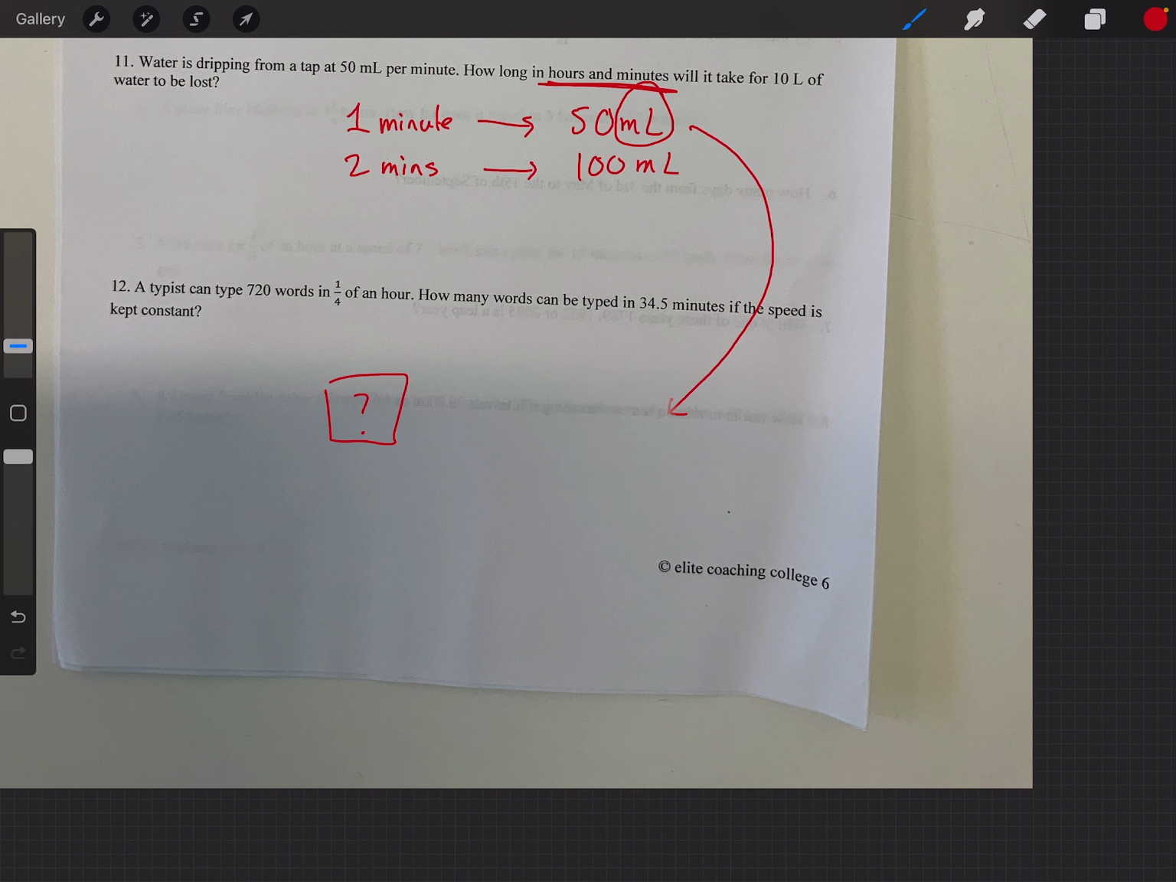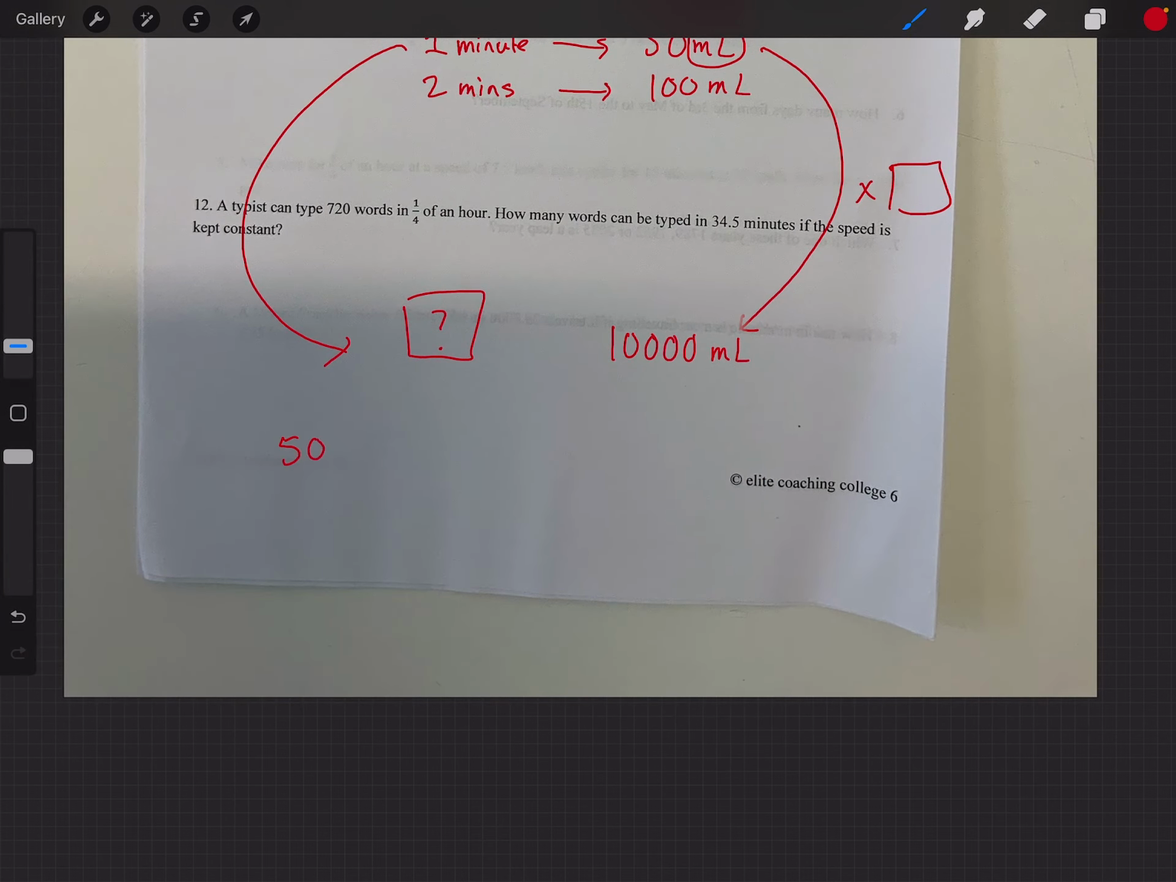So you're going to get 10 liters. 1 liter is 1,000, so 10 liters is 10,000 milliliters. Alright, so from 50 to 10,000, what did we times it by? Some number. Once we work out that number, we can just multiply it to the minutes and get the answer. Okay, so 50 times some number is equal to 10,000. To find the number, we just have to work backwards. We'd say, okay, well that number is going to equal 10,000 divided by 50.